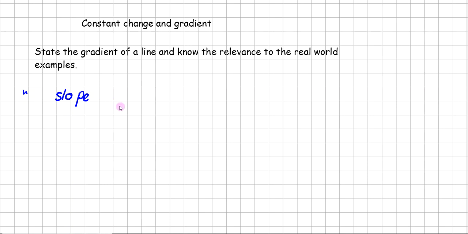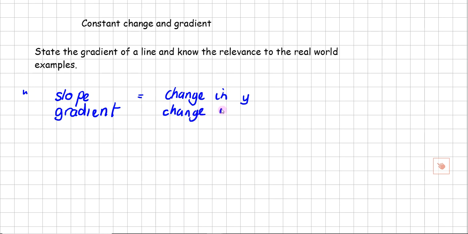Right, so we know that the slope of the line, also called gradient, is found by knowing the change in y divided by the change in x. All right?